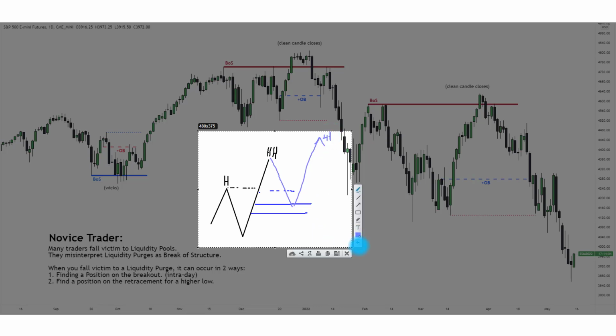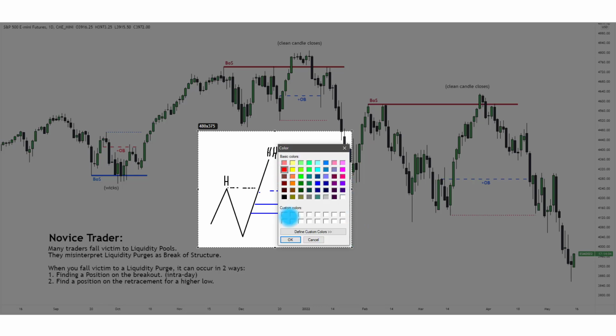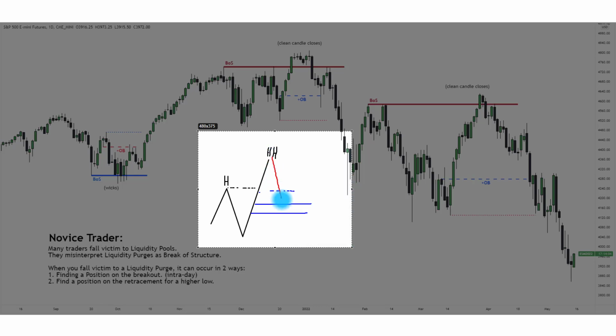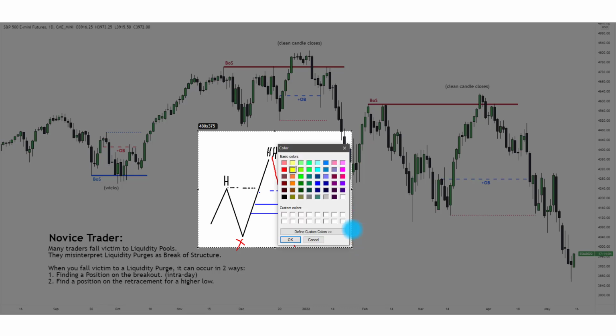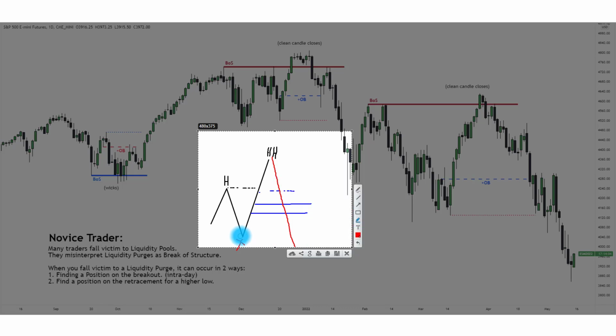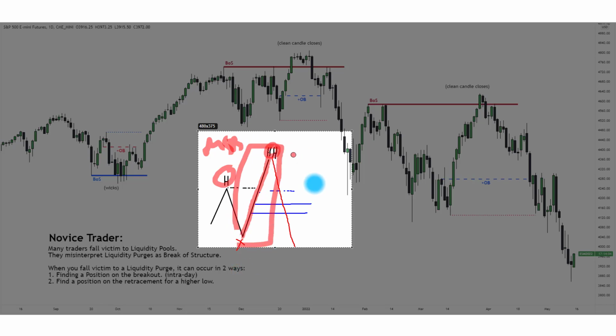But what instead happens is something like this. Price completely disrespects their level and just comes with this low, which makes this move right here the purge, and they fall victim to it. They fall victim to this very impulsive move because they thought it was a high and an MSB, but in reality, it's just a purge. The market will reverse in the other direction.